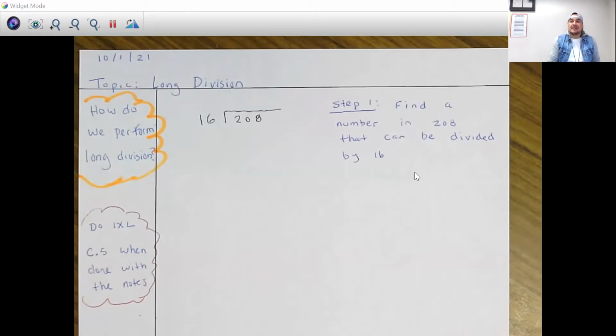And so again, if you're not sure what I meant by find a number in 208, right? Not Z08, it's 208. So there's 3 numbers that we can create here out of this number, right? There's a 2, there's a 20, and then there's a 208. And the first one we could get is this 20. So we're gonna see how many times does 16 go into 20? And if you guess 1 time, that's correct, because twice, that would be 32, that's too much.